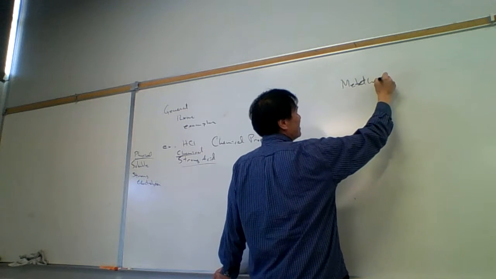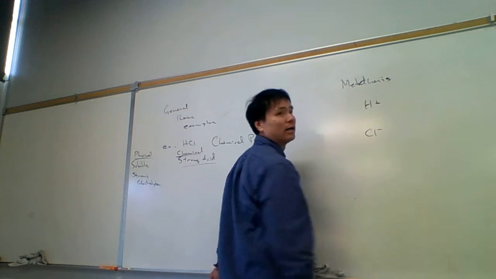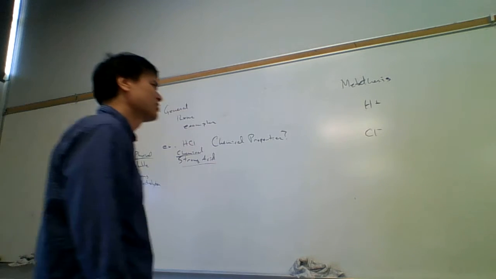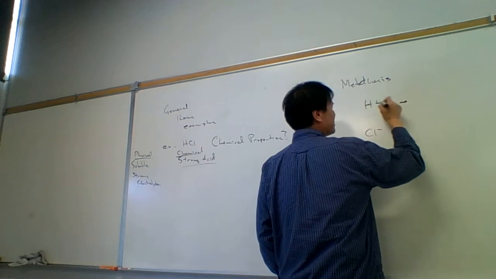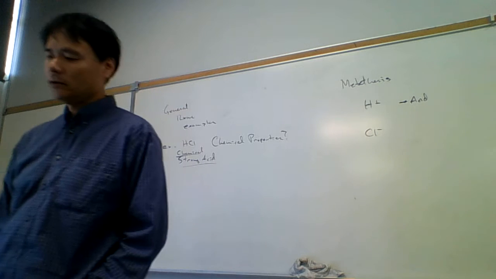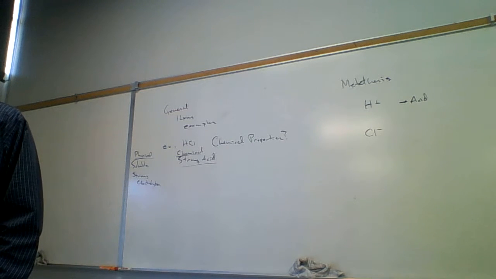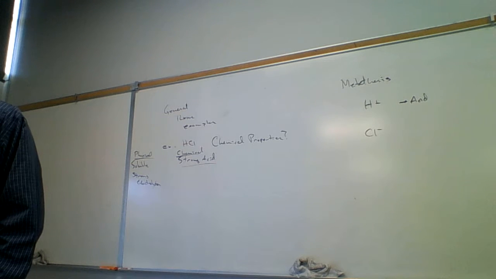If we look at metathesis, then we have hydrogen ions and chloride ions. Hydrogen ions is acid, so we'll talk about this more in the acids part of things. Well, what about chloride ions? What cations does chloride like to react with?